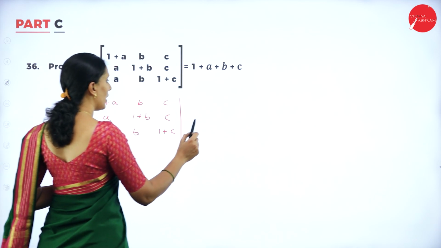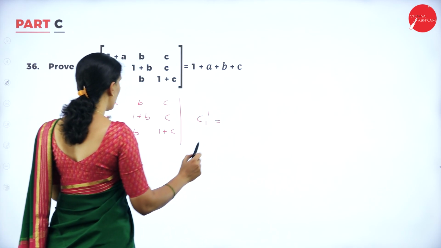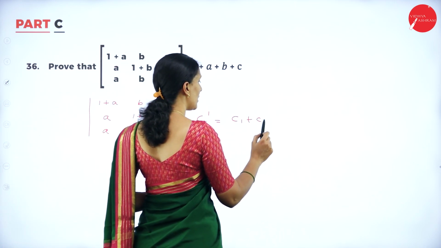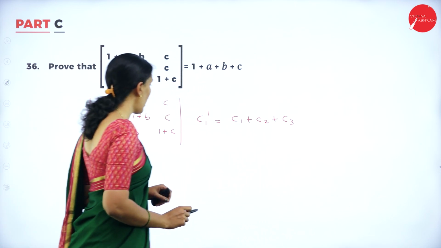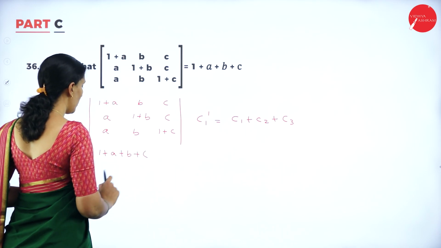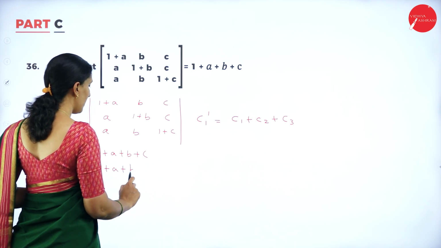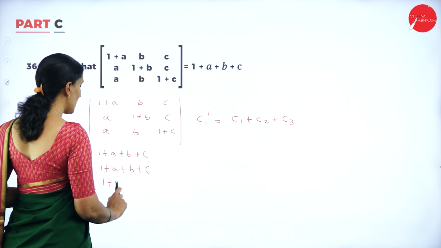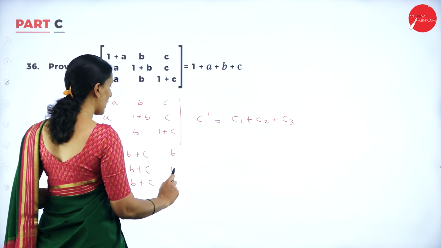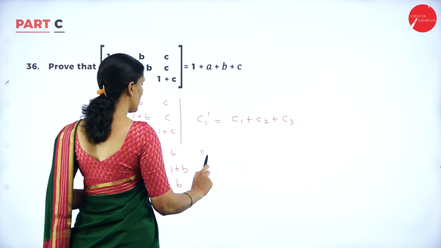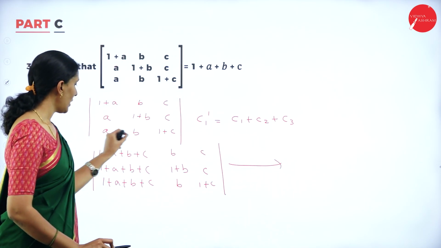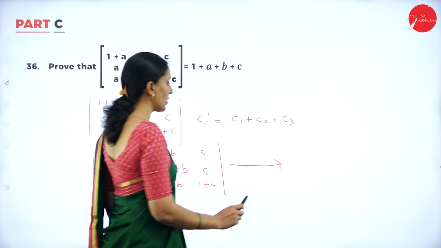What I will do here is create a new column. Column 1, I will take as the sum of all 3 columns, C1, C2 and C3. So what happens then? I will get 1 plus a plus b plus c here, also 1 plus a plus b plus c, and here also 1 plus a plus b plus c in the first column. The remaining columns can be written as they are, c, 1 plus c. Then we can take 1 plus a plus b plus c as a common factor.